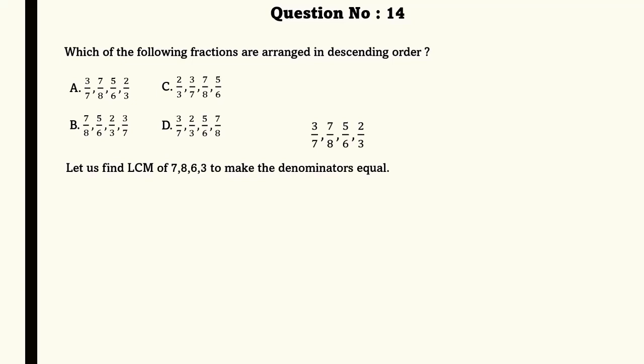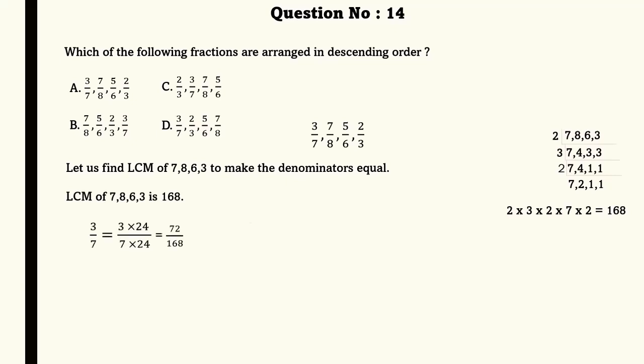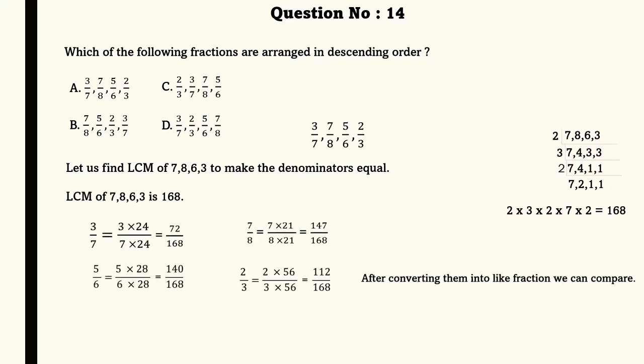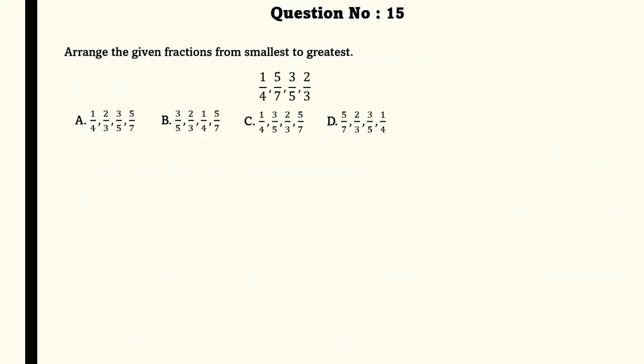As we can see here, the denominators are not the same. So we have to find the LCM of all these denominators to make them equal. After finding the LCM and converting them into like fractions, we can finally compare them. So the descending order of the given fractions is 7 by 8, 5 by 6, 2 by 3 and then 3 by 7. Question number 15.